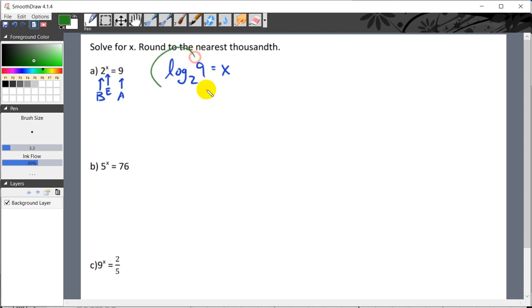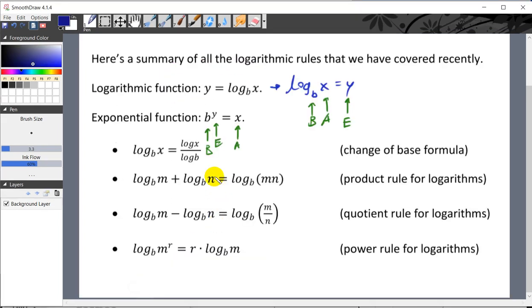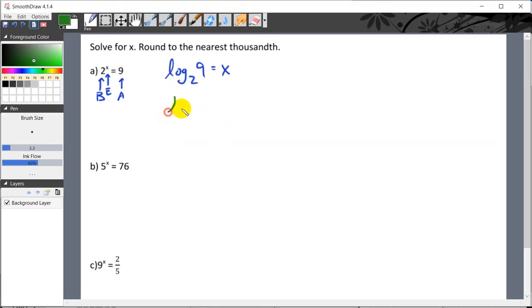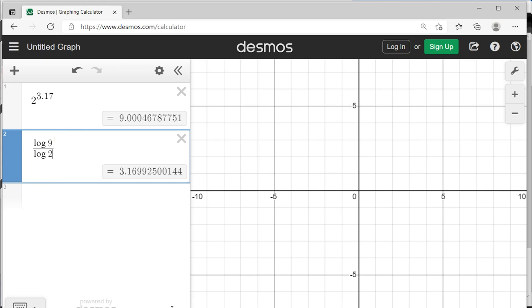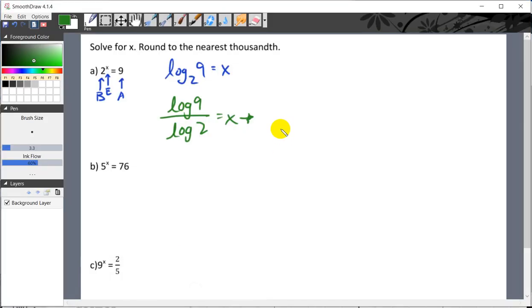Remember, we can use the change of base formula. So we can rewrite it like this and actually evaluate it. This is log of 9 divided by log of 2 equals x. If we go into Desmos and calculate this, log of 9 divided by log 2 is about 3.1699. Look at that! Wow, we did pretty good with that. But that's the more accurate answer, if you're wondering. So x is approximately 3.1699.